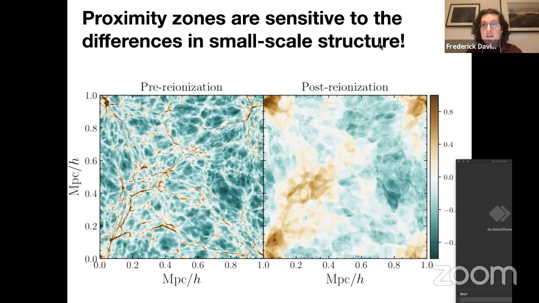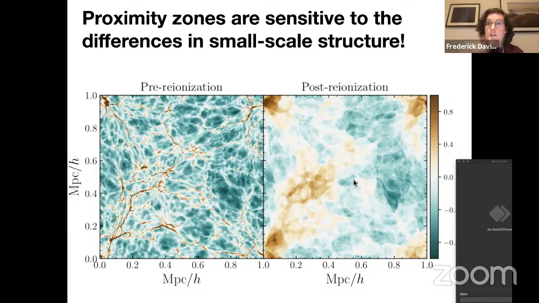And in fact, the structure we see in the proximity zone is quite sensitive to this. So here I'm showing a higher resolution simulation that I'll describe on the next slide, where I'm showing a no reionization model versus a model where reionization happens very early. So these are both at redshift 7.5, but here reionization occurred very early. And so the gas has expanded and blown up.